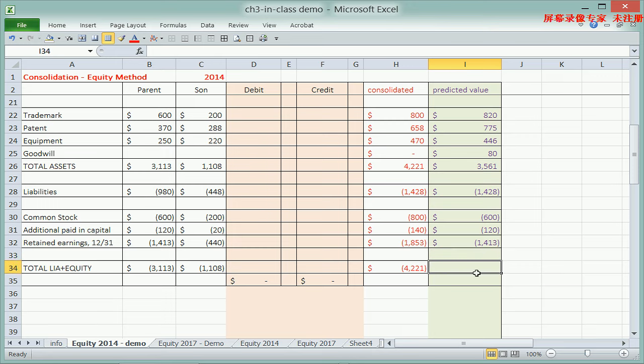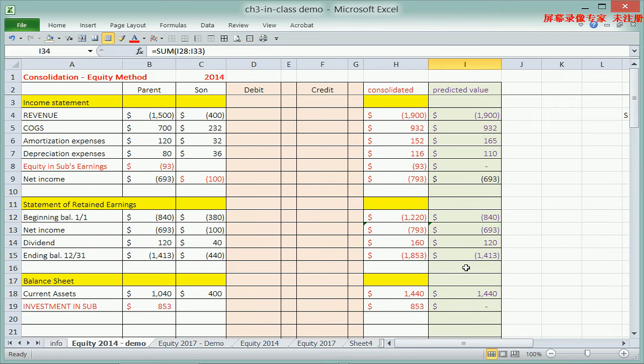So total liability plus stockholders' equity is everything starting from the liability. Now we see the parent and the sub have the same assets and liabilities. Assets equals liability plus stockholders' equity.